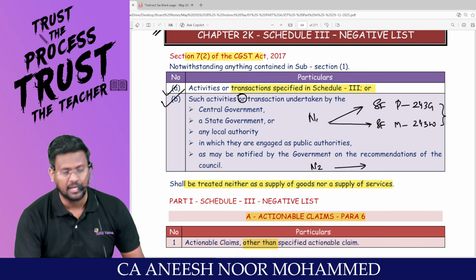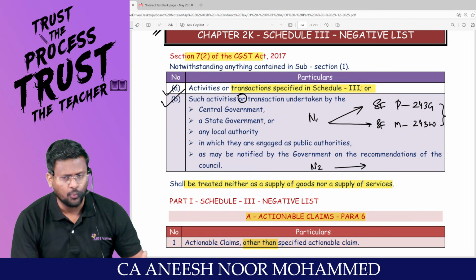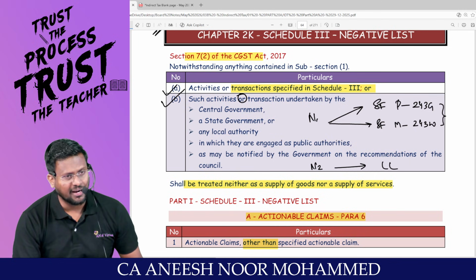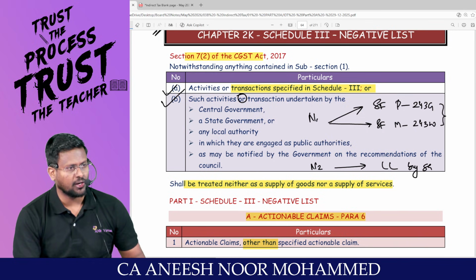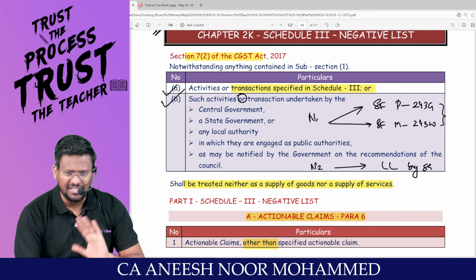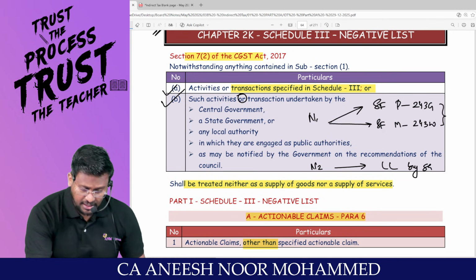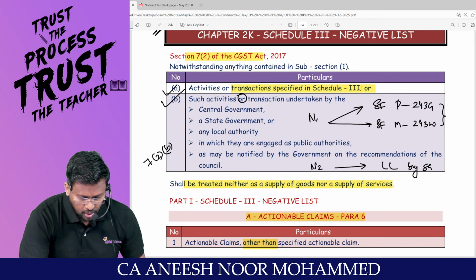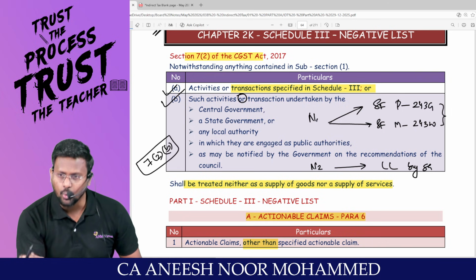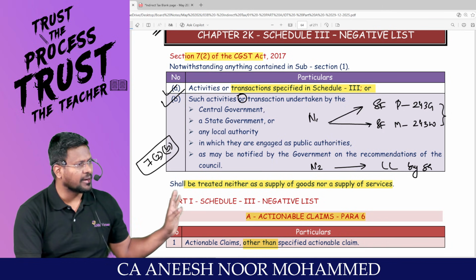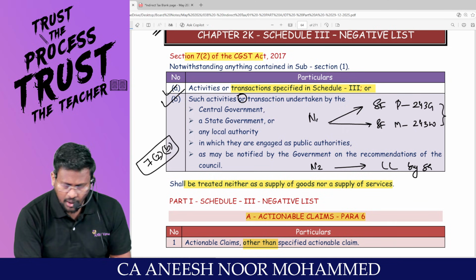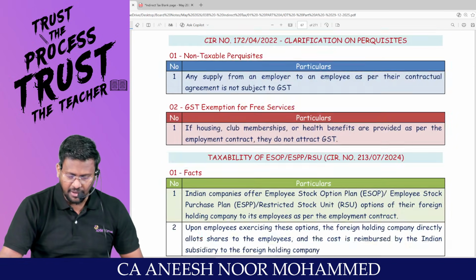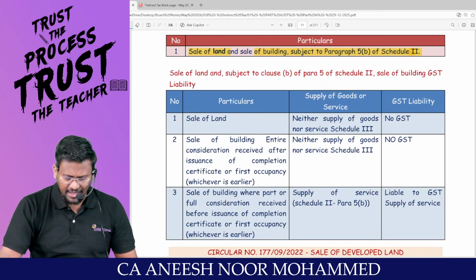One more notification is there. Allocation of what license? Liquor license. So permitting a liquor license by which government? State government. State government, for a consideration, is neither supply of goods nor supply of services. These are the two notifications which have been mentioned under section 7 subsection 2 clause B. Because of the second notification, one doubt came whether any license given by government is neither supply of goods nor supply of services. No, only for liquor license that notification will be applicable. For other things, my dear lovable students, it will be taxable and subject to GST.